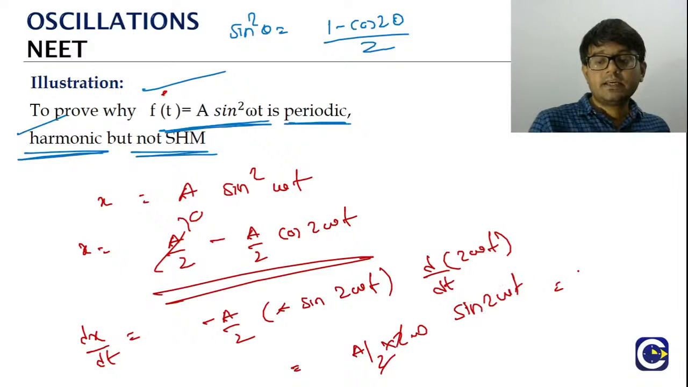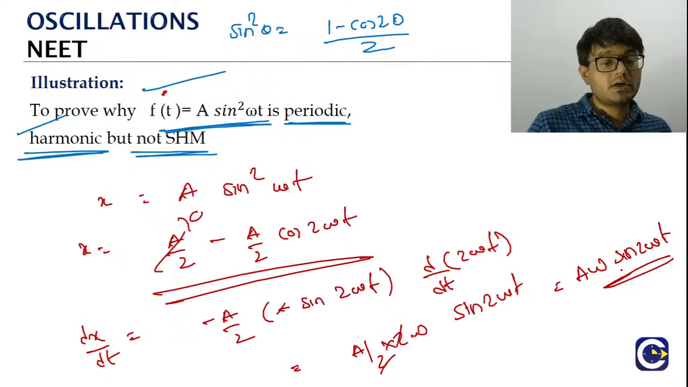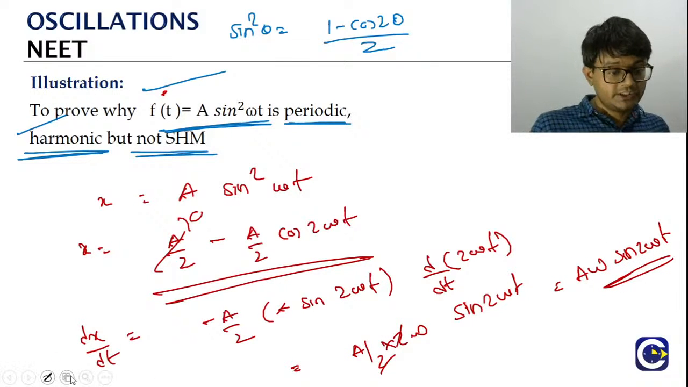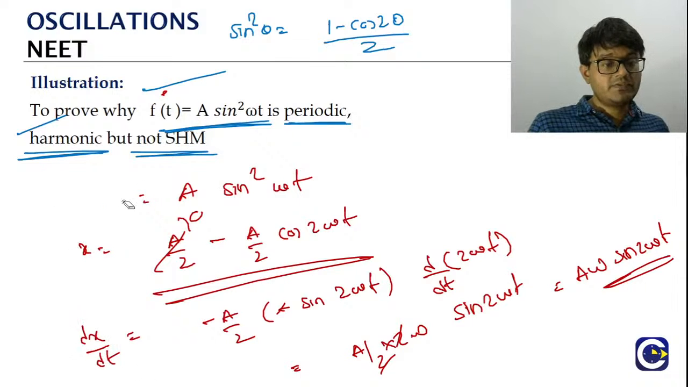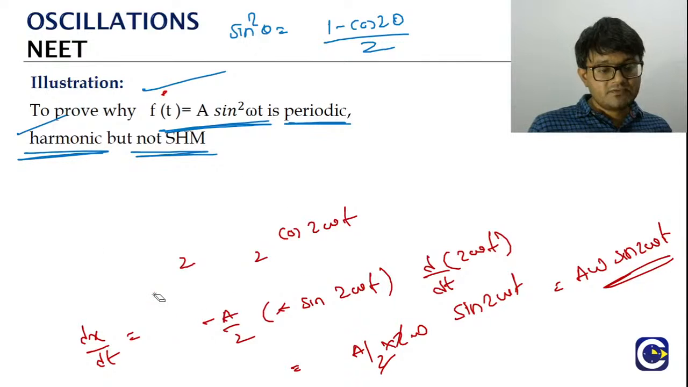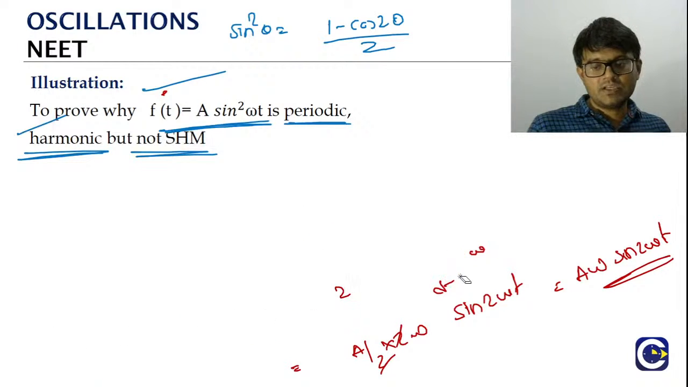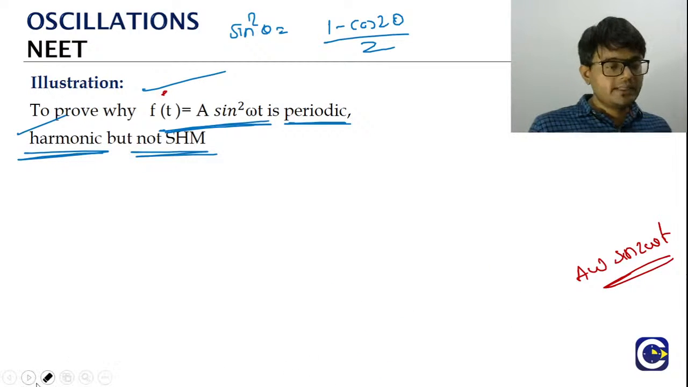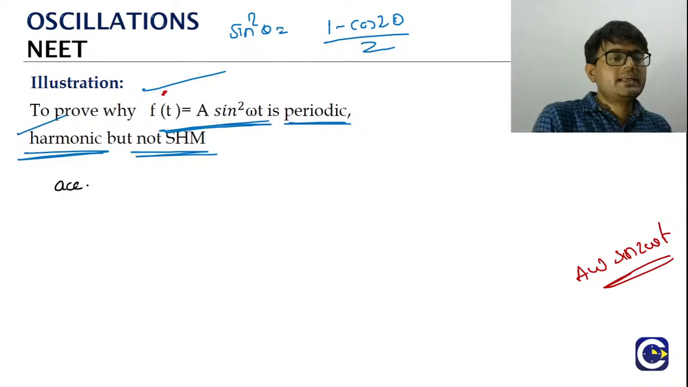So what is it? A omega sin 2 omega t. That is the velocity of the function. This is the velocity function. Next, if you are finding the acceleration function, we'll just retain it. What is the velocity function? A omega sin 2 omega t. If we take the derivative of this, acceleration is equal to what?